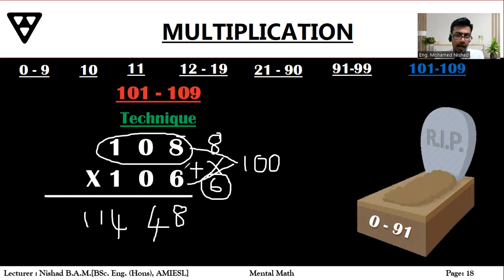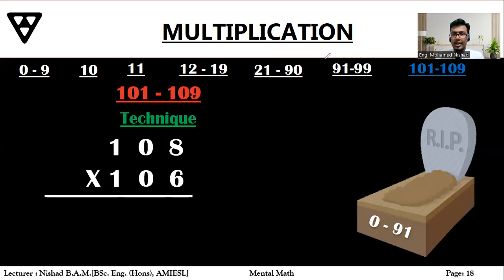Even if you add this one and the next number's difference, that will also result in the same number. If you add 106 plus 8, that will also become 114. We have to write it as it is. So then the answer will be 11,448. If I'm wrong in any calculations, please let me know. Okay, thank you.